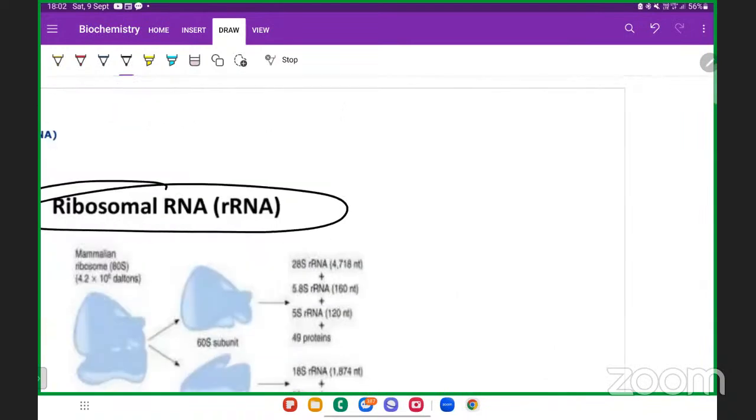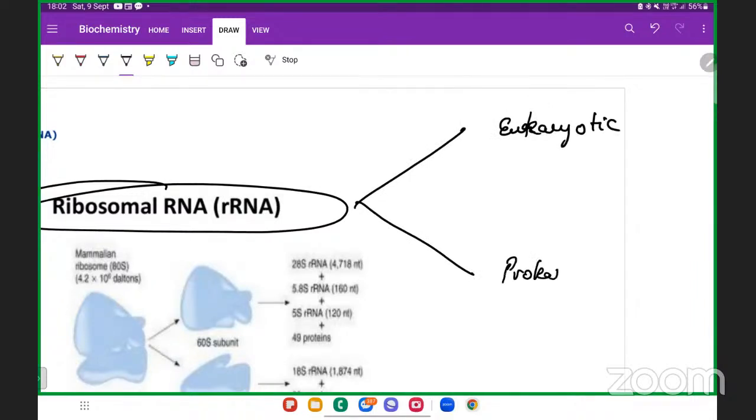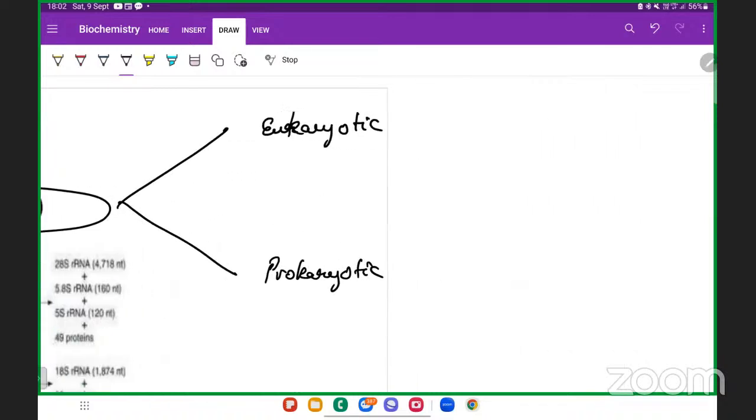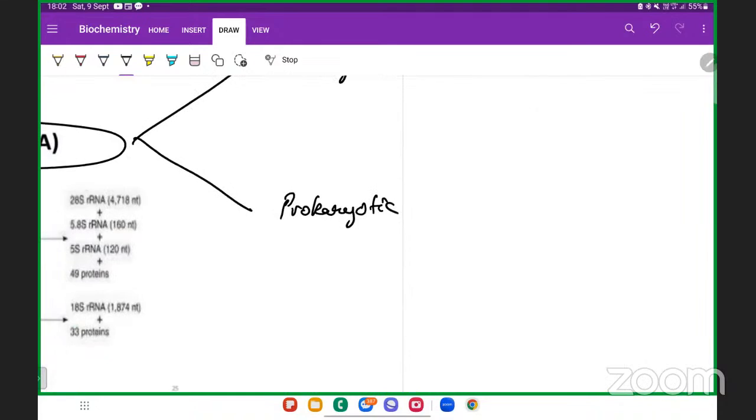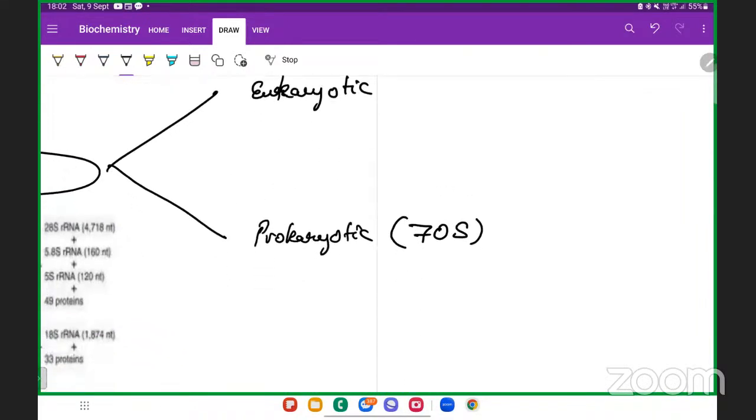So ribosomal RNA is going to depend on whether it is eukaryotic or prokaryotic. Depending on this, you are going to see the difference. Prokaryotic ribosomes are 70S, and eukaryotic ribosomes are going to be 80S. So it is 70S and it is 80S.